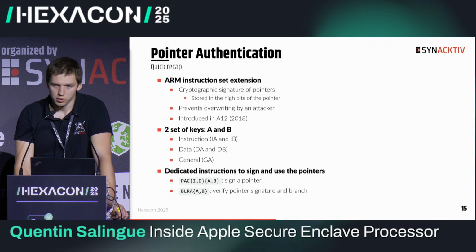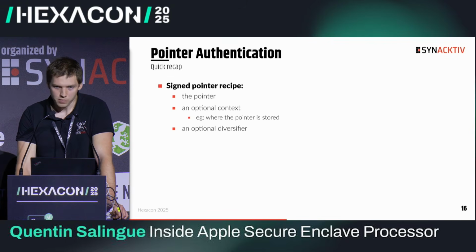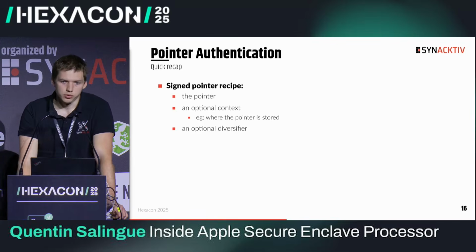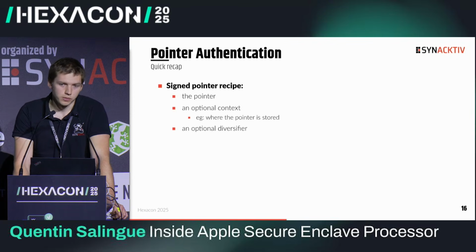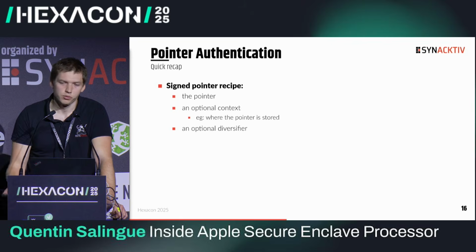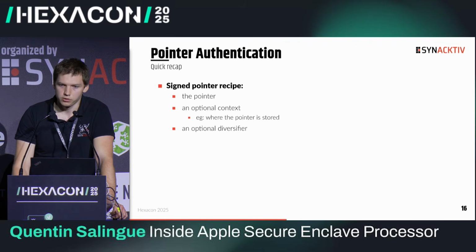It's not really interesting. So how do you sign a pointer? Obviously, you need the pointer. You can also add an optional context, which might be where the pointer is stored. That way you can't swap signed pointers. And you can also add an optional diversifier, so that 2 signed pointers have different signatures.